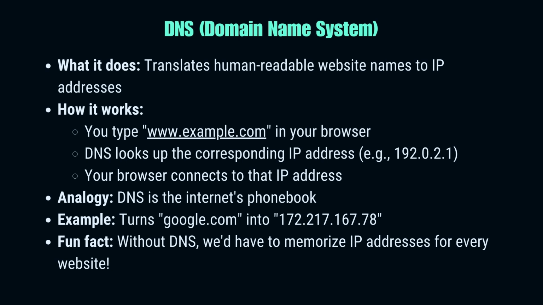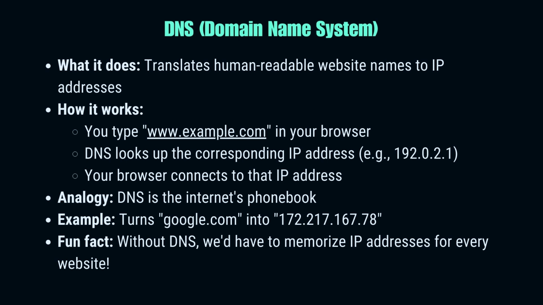Next, we'll explore DNS, the domain name system, which acts as the Internet's phone book, helping us connect to websites by translating domain names into IP addresses. DNS, or domain name system, is like the Internet's phone book. It takes a human-readable domain name, like www.example.com, and translates it into an IP address, which is the actual address where the website is hosted.